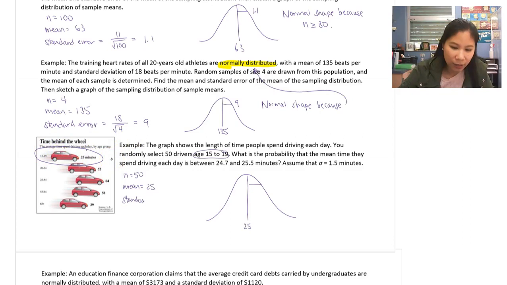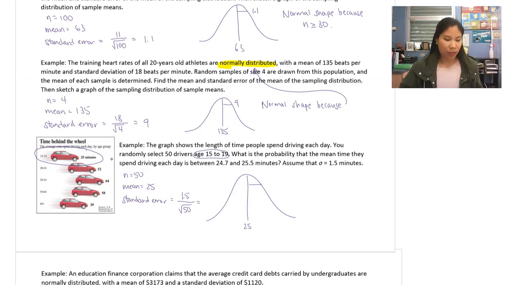Our standard error is going to be found using our formula. So they told us the standard deviation was 1.5. And we're going to divide that by the square root of our sample size of 50. When I do that, I end up with 0.212. So in general, for standard error, we want a little bit more accuracy, so at least 3 decimal places is better.